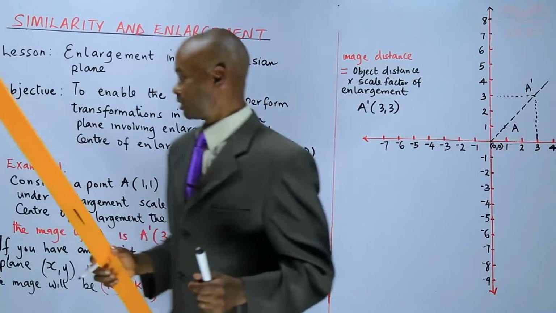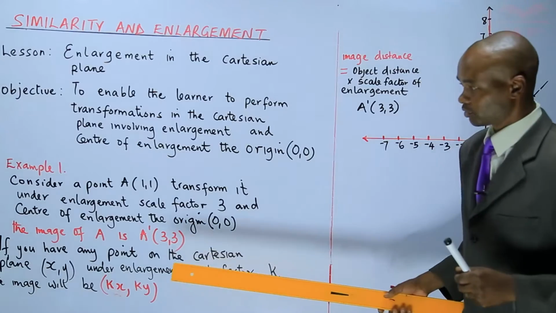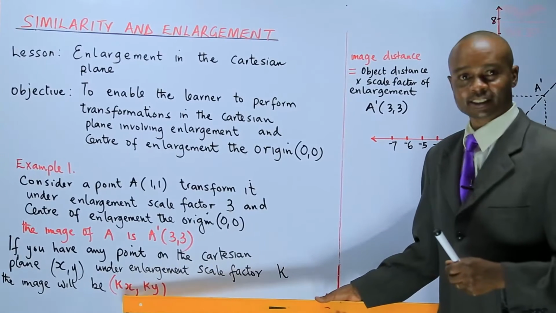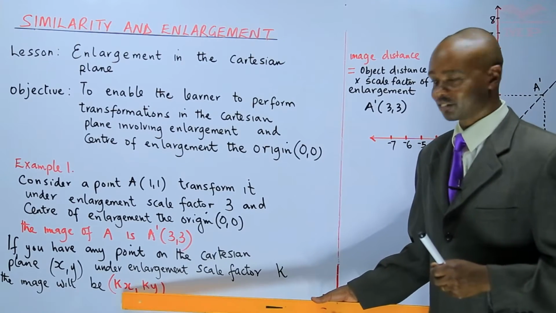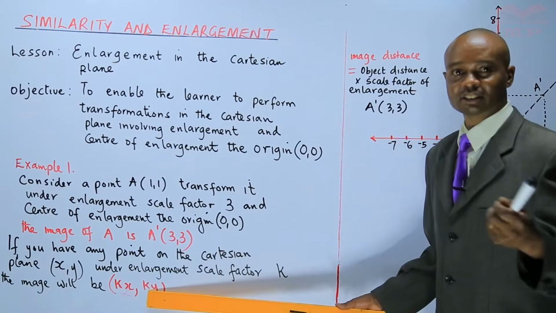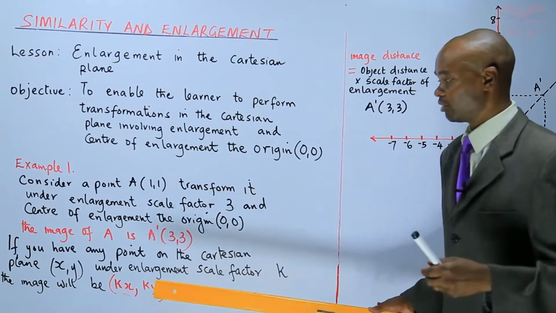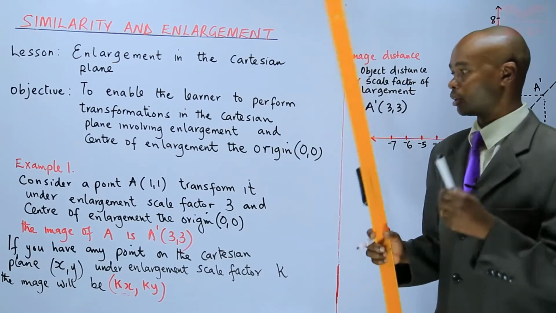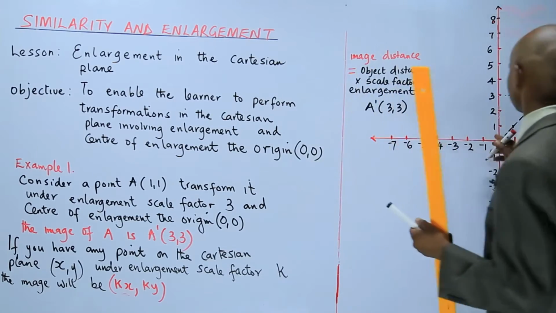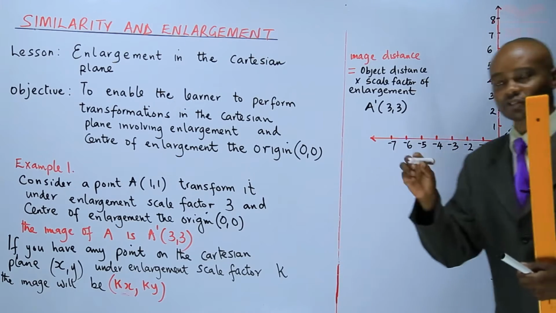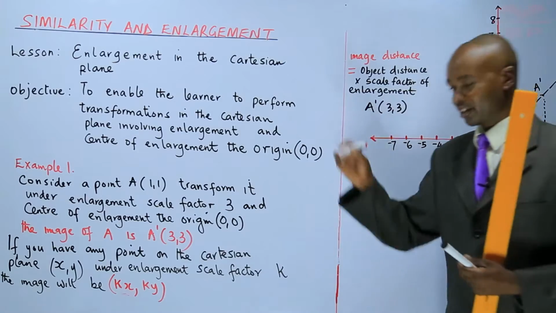very exemplary there. If you have any point on the Cartesian plane x, y under enlargement scale factor k, the image will be that enlargement scale factor k multiplied by the coordinate of x, and k multiplied by y. This will always happen on the Cartesian plane. It will always happen. So if I had 2, 2, under that scale factor of enlargement, it would become 6, 6. I'll multiply 2 by 3 and the other 2 by 3.